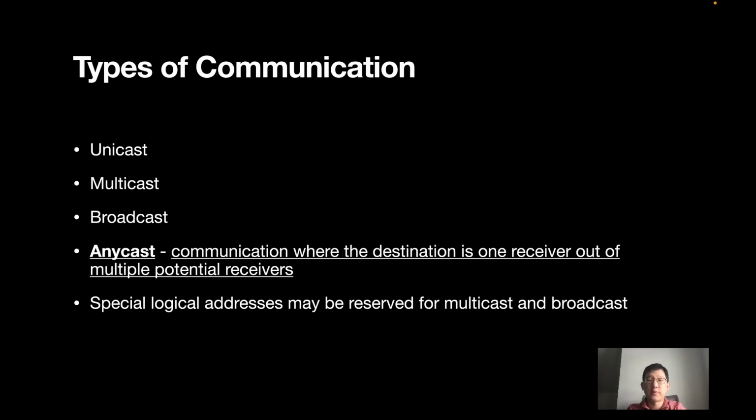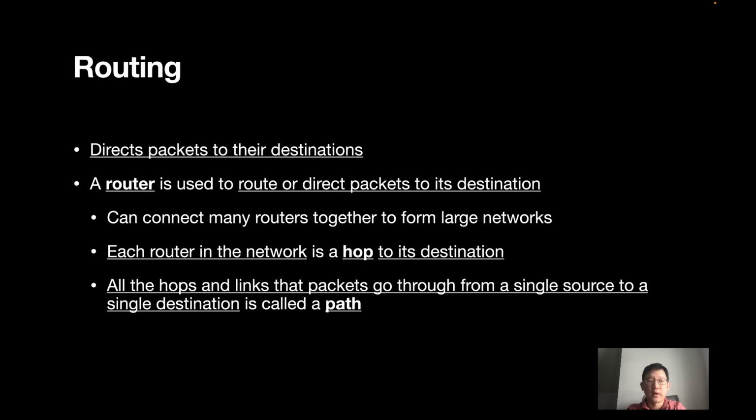Now, it's great we can start communicating, but how do I get to my destination? Because remember, in layer 3, we're talking about communication across multiple networks. We already know how to communicate within a single network, and that is using layer 2, but I still need a way to communicate across multiple networks, for example, around the world. So how do I do that? In layer 3, it provides a function called routing. Routing is the process of directing packets to their destinations. And we use a device called a router to route or direct packets to its destination.